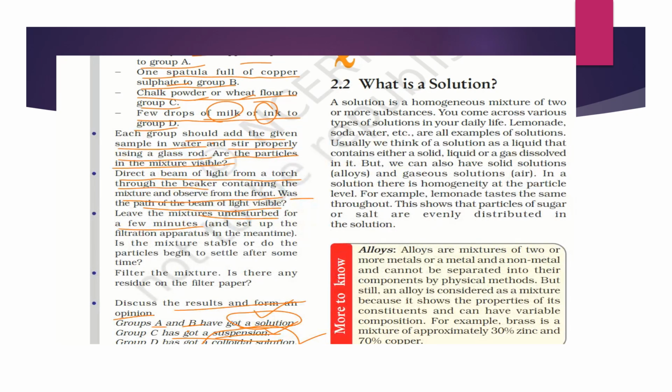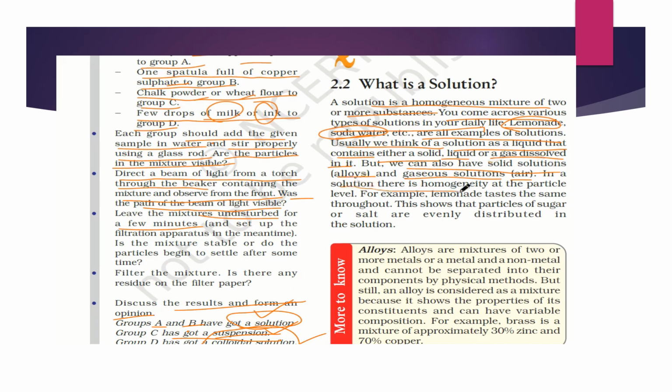Now what is a solution? A solution is a homogeneous mixture of two or more substances. You can come across various types of solutions in your daily life. Lemonade is a solution. Soda water is a solution. These are all examples of solutions. Usually we think of a solution as a liquid that contains a solid, liquid or gas dissolved in it. But we can also find solid solutions such as alloys and gaseous solutions such as air. So they are also solutions of several different components or substances.